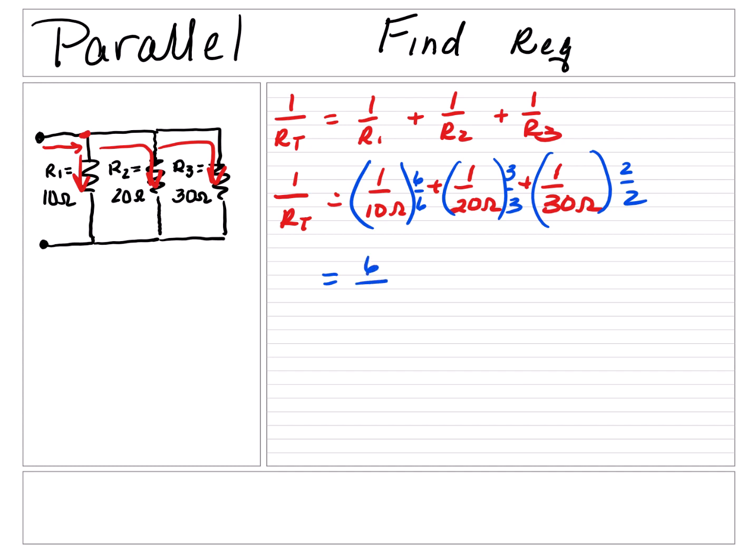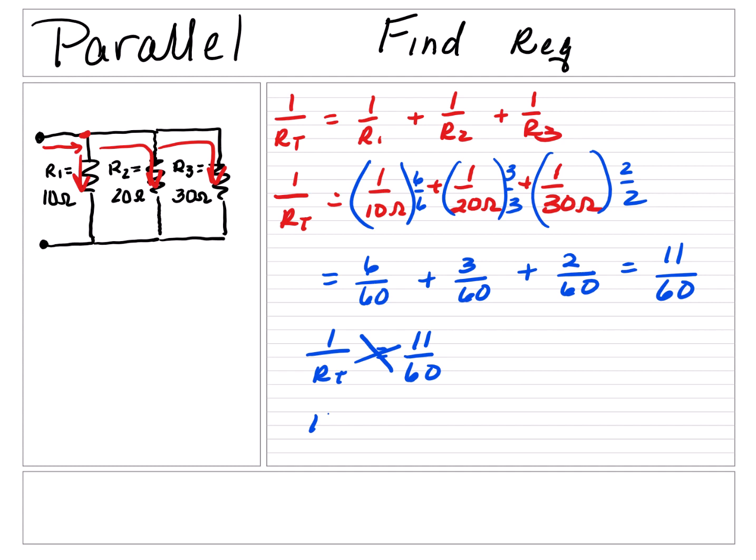So 6 times 1 is 6, 6 times 10 is 60, plus 3 times 1 is 3, 3 times 20 is 60, plus 2 times 1 is 2, and 2 times 30 is 60. Now I can add the numerators together, which is 11. 6 plus 3 plus 2 is 11, divided by 60. 1 over RT is equal to 11 over 60. Now I cross multiply. 11 RT is equal to 60. Divide both sides by 11. And you should get an answer of 5.45 ohms.